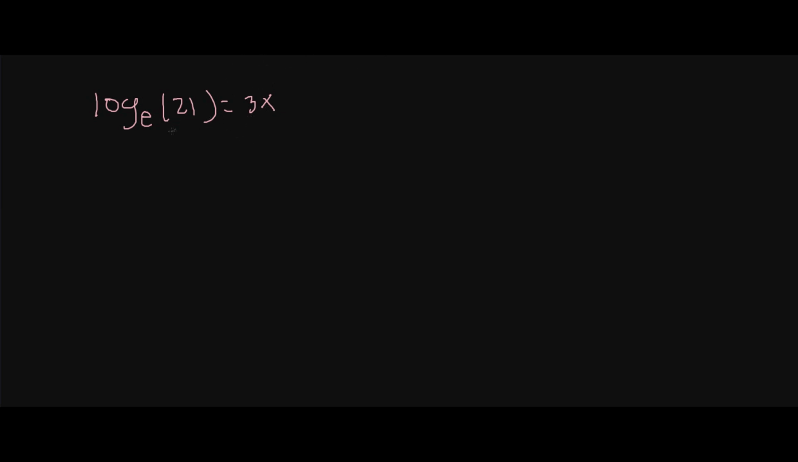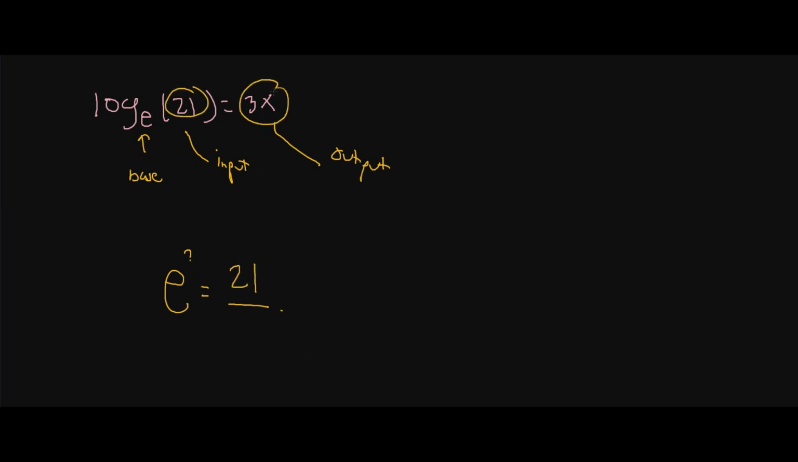All right. Well, again, this is your base. This is your input. And this is your output. So let's start with our base. e raised to some power is equal to blank. Well, this is your input, so that's got to become your output. And this is your output, so now that has got to become your exponent. So we should get e to the 3x is equal to 21.